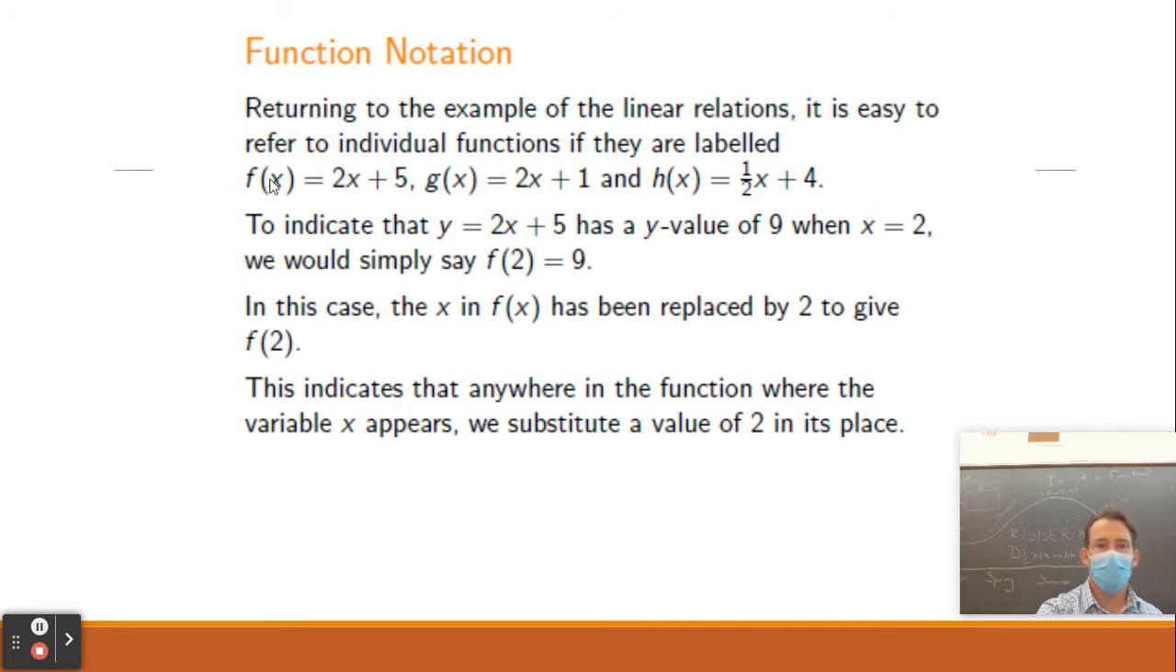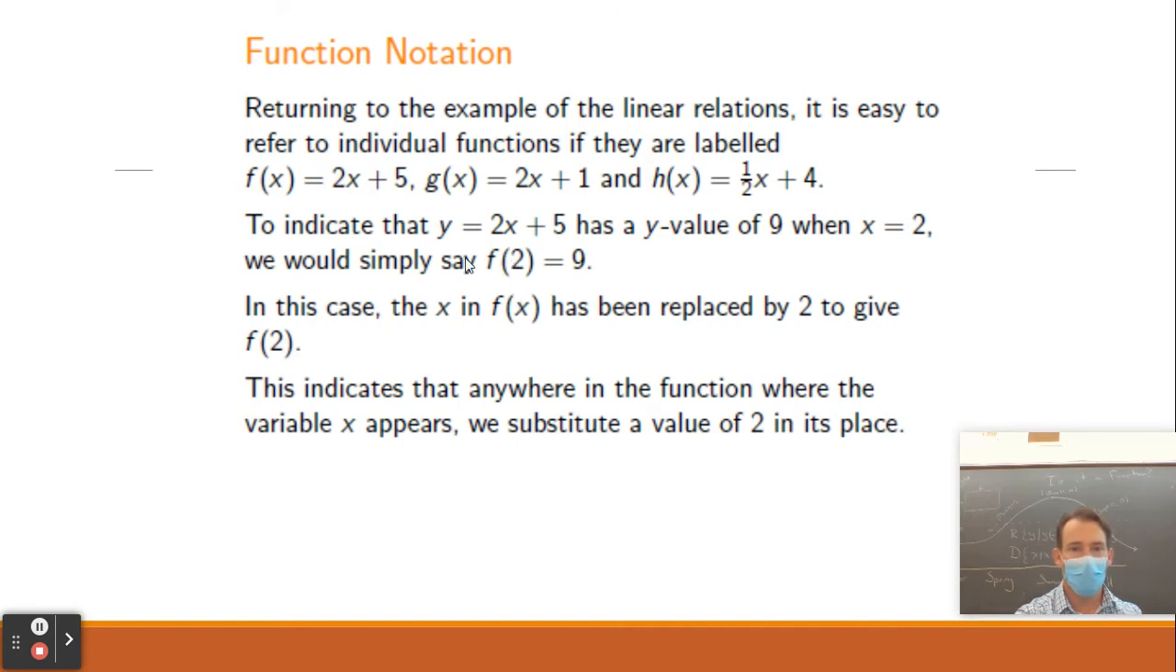We could refer to the three lines as f of x is 2x plus 5, g of x is 2x plus 1, and h of x is 1/2 x plus 4. Now we have a robust system to describe different functions and talk about different functions at the same time. In this case, the x in f of x, we just replace it by 2. So when we want to have an input value of 2, when x is equal to 2, we write that as f at 2. I read this as f at 2 equals 9. So the x in f of x has been replaced by 2 to give f of 2.